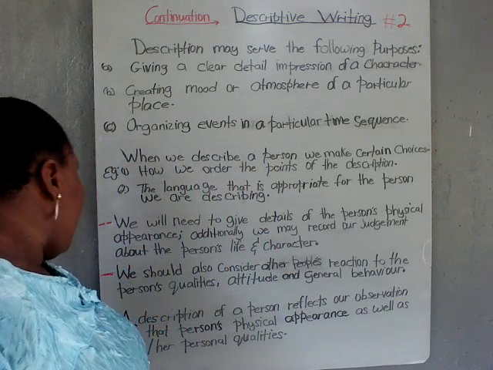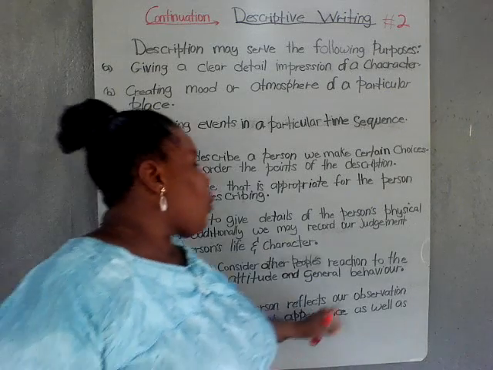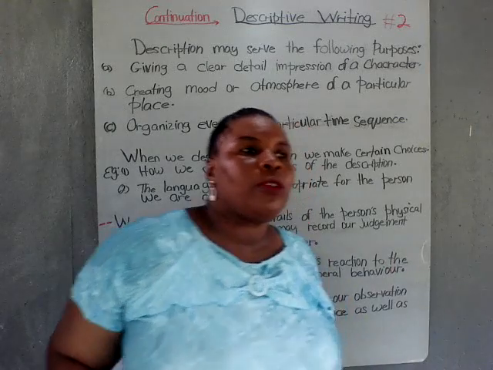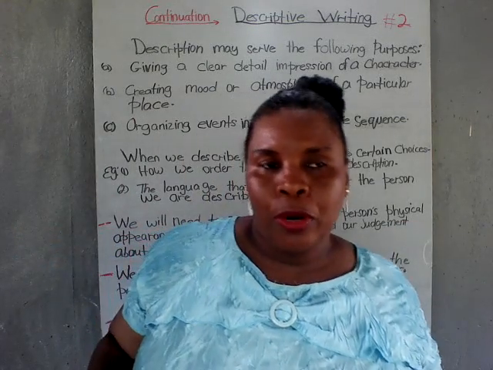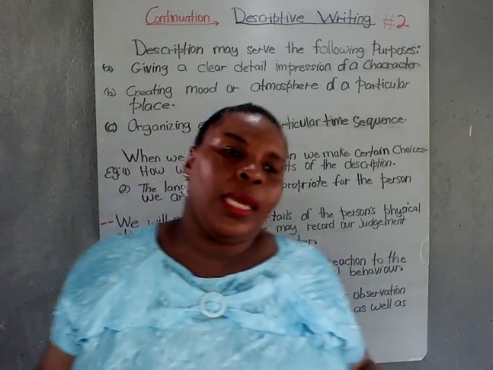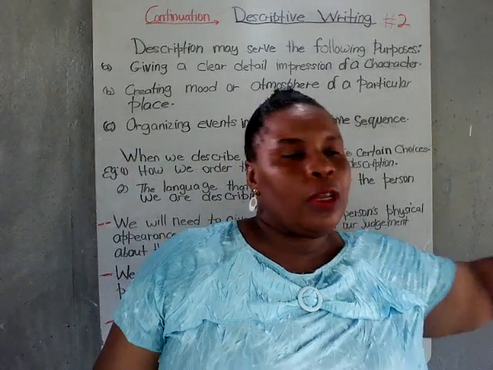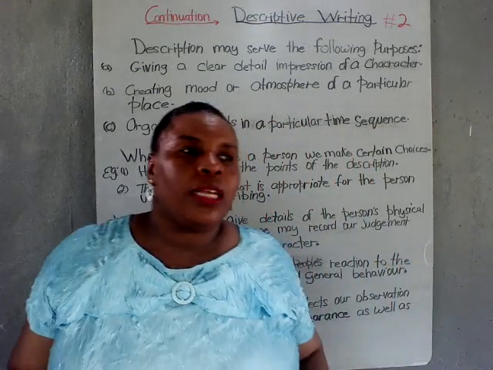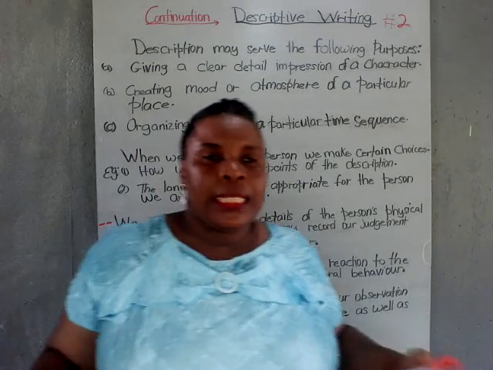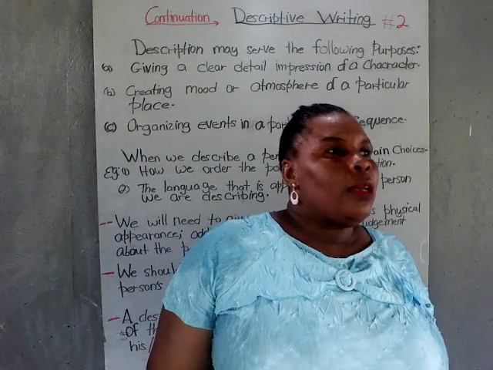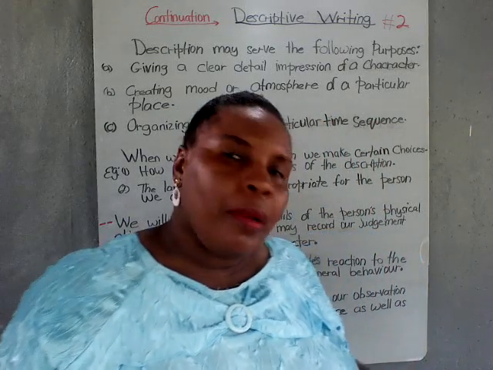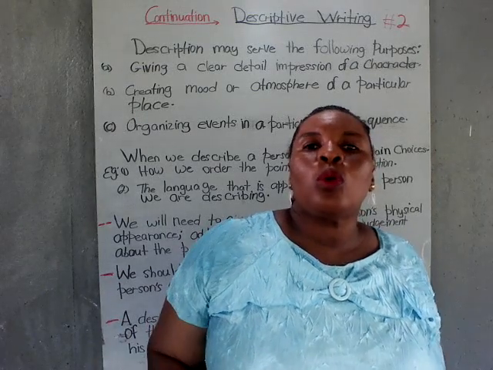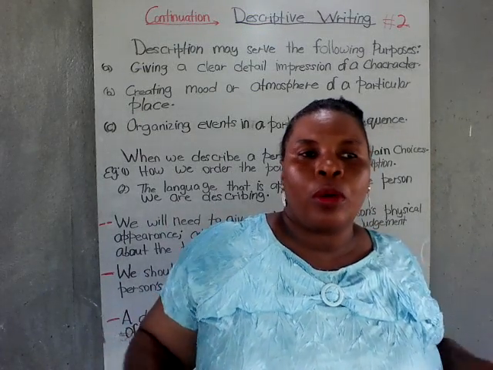Okay, number 3, a description of a person reflects our observation. So it reflects how we see the person, because I can see the person one way and the next person can see the person another way. I can see a person wearing dirty clothes, and I can consider that person mad or insane. He's cuckoo. Someone else might see that person and say, he's not mad, but he's only poor, so he doesn't have money to buy good clothes or to fix himself or herself up to look appropriate in society.